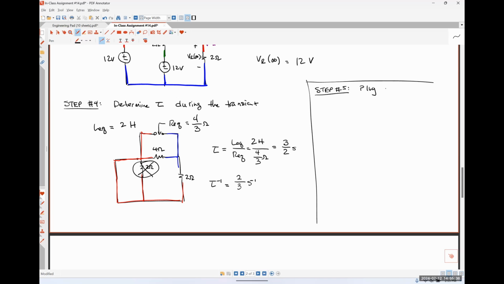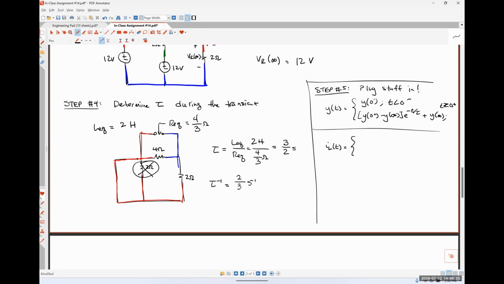So lastly, we're just going to plug stuff in to our generic equation. So our generic equation, just to remind you all, is y of t is equal to y at 0 minus for t less than 0 minus, and y at 0 plus minus y at infinity, e to the negative t over tau plus y at infinity for t greater than or equal to 0 plus. So let's start with IL of t.